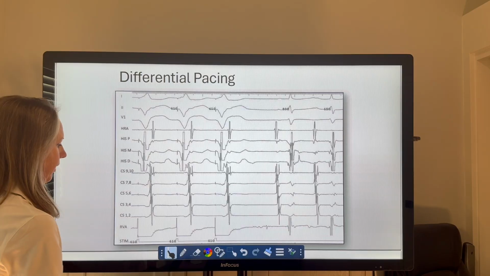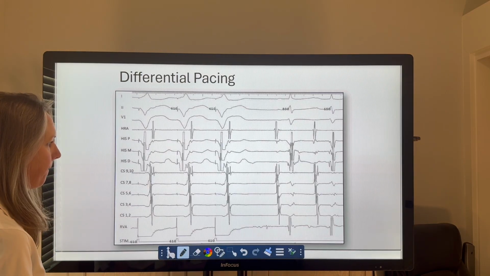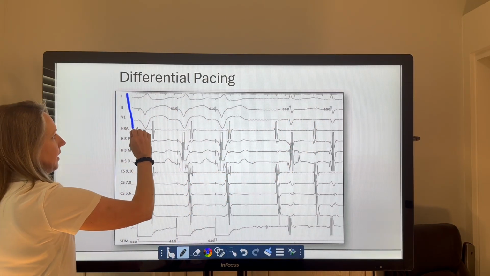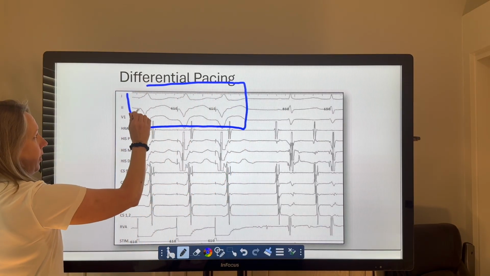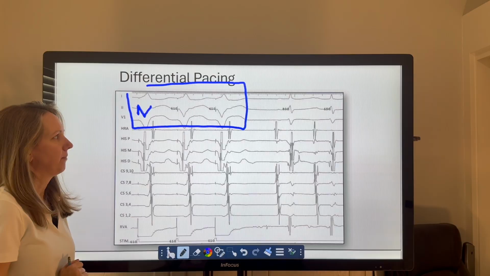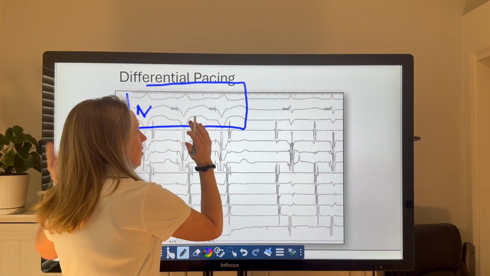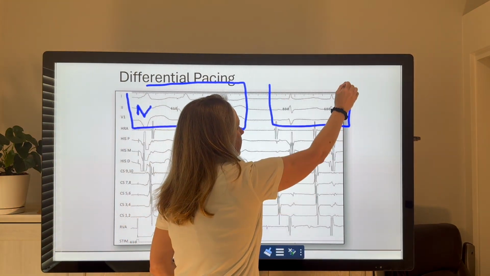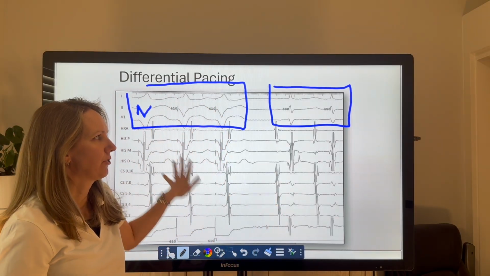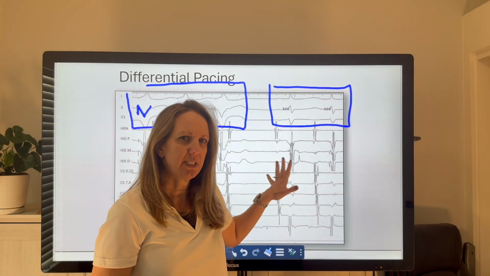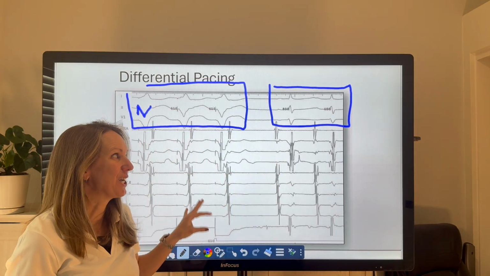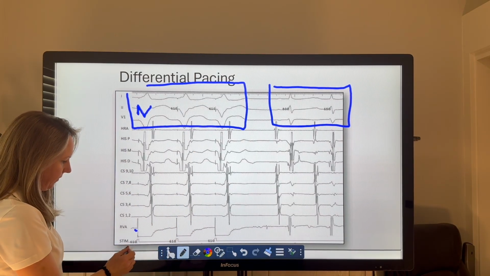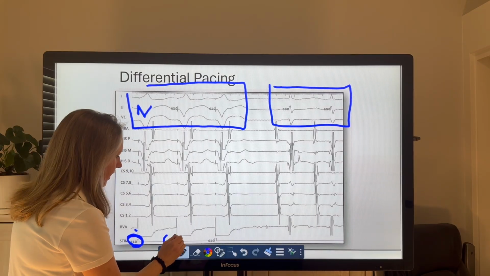Take a few moments to look at that, but I'm going to jump into explaining. Just looking at the surface, you could see it's changed. Here, we have wide complex. Pacing artifact, we are pacing the ventricle on this half of the slide. Here, we're back to narrow QRS complex. So pacing ventricle, not pacing ventricle. Surface EKG can be very helpful. So we're pacing the ventricle via the RV catheter at a rate here of 410.